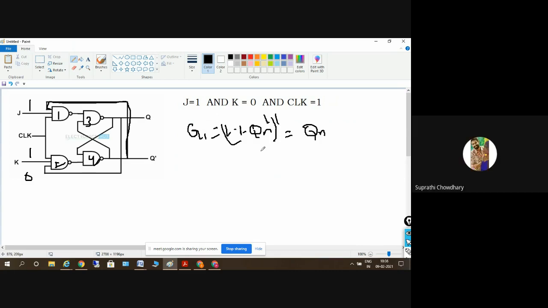Okay. So next G2, one of the inputs is 0, so G2 will be equal to 1. G2 value will be equal to 1 here. Yes or no? Yes, sir. Okay. So next G3.